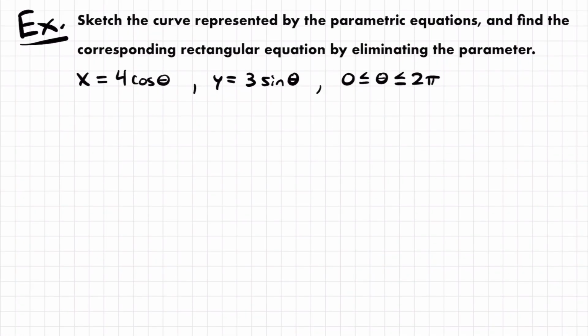Next up, we want to sketch the curve represented by the parametric equations and find the corresponding rectangular equation by eliminating the parameter. This is the same exact type of problem as the last two examples, but now we have a new set of parametric equations. This time we have x is equal to 4 times cosine theta and y is equal to 3 times sine theta, and theta is greater than or equal to 0 but less than or equal to 2 pi.